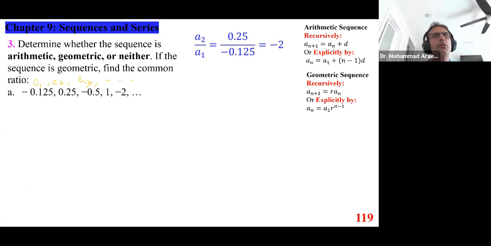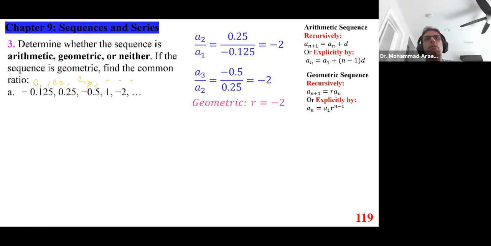How about a sub 3 divided by a sub 2? That also gives you the same common ratio of negative 2. It's good practice to try maybe a couple more to be on the safe side. And if that is the case, this is a geometric sequence with a ratio of negative 2. It's geometric with a ratio of negative 2.